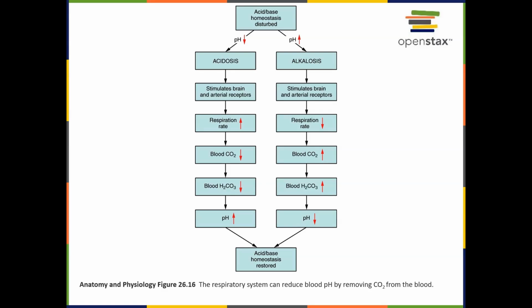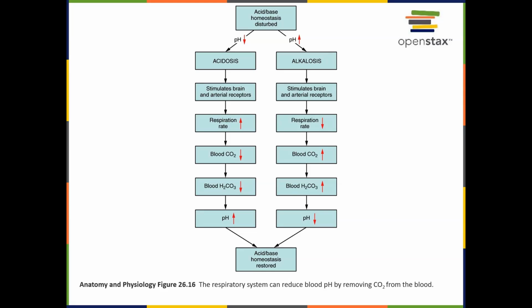In contrast, if the blood pH is too high, if it's above 7.4, we have alkalosis. In this situation, the control center will send commands to decrease the respiration rate so that more carbon dioxide will accumulate in the blood, and more carbonic acid will accumulate in the blood, increasing the blood hydrogen ion concentration, or that is to say, the pH of the blood will decrease, bringing blood pH back down towards the homeostatic set point of 7.4.